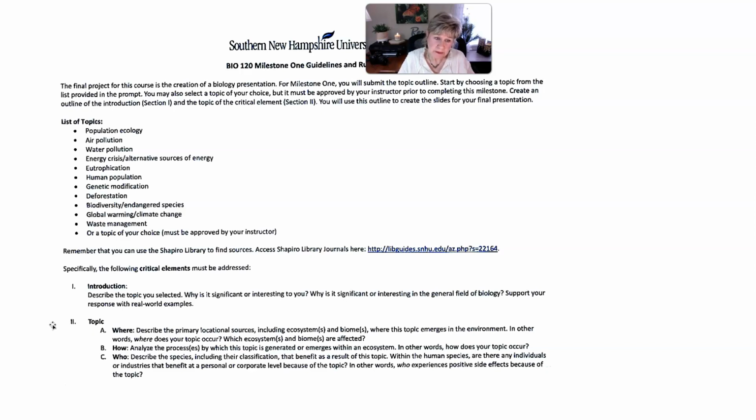Who benefits from this? Air pollution. You know, companies benefit from air pollution if they don't have to provide clean exhaust from their factories, then that's less expense for them, and their stockholders are happy because they make more profit. So who benefits from this? Which individuals in the human population benefit, like the industries? So who experiences the positive side effects of this topic? Those are the items that you should cover in this first milestone.